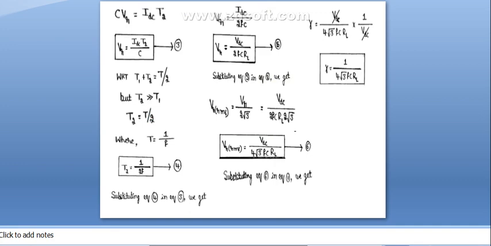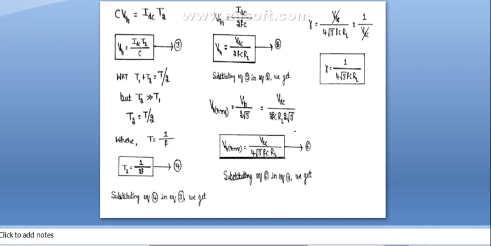Here the charge acquired is V peak to peak into C. The charge lost is IDC into T2. Here charge acquired equals charge lost, right?